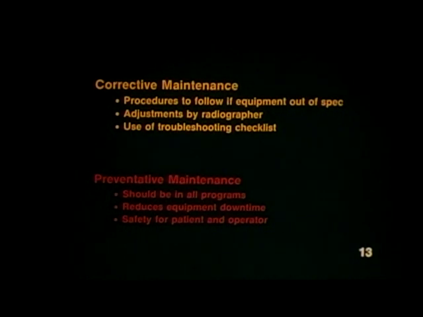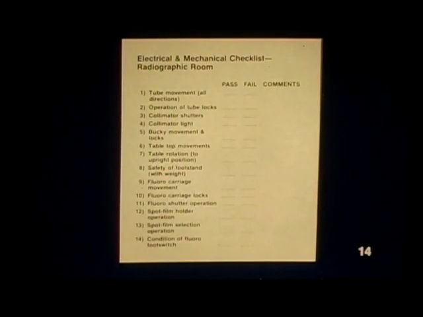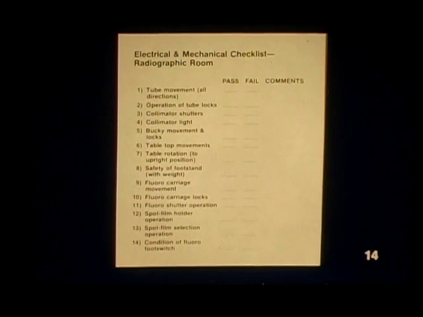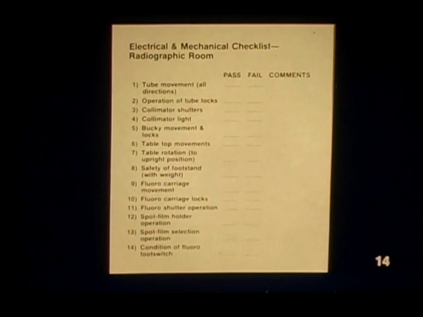Preventive maintenance procedures should be included in all quality assurance programs. These procedures reduce equipment downtime by detecting problems before they affect the performance of the unit. These procedures are also used to protect patients and operators from electrical and mechanical hazards. Number 14. A preventive maintenance program includes inspecting electrical and mechanical components, cleaning equipment, and adjusting units that do not comply with accuracy and performance specifications.